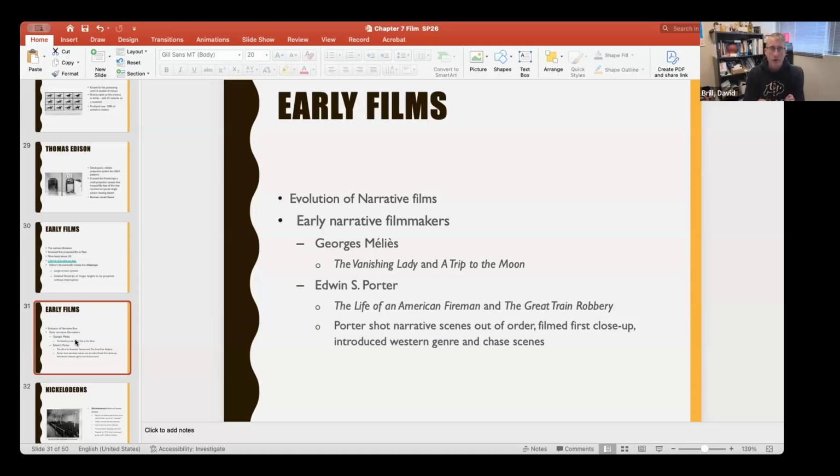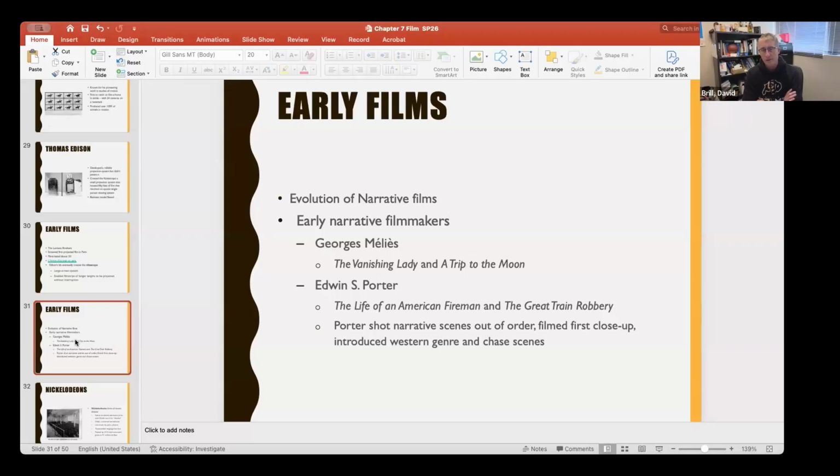So Edwin S. Porter really takes the next step up as an American filmmaker. He had The Life of an American Fireman. He had something called The Great Train Robbery. I think you may have heard of The Great Train Robbery if you have any kind of film history at all. And if you compare the Great Train Robbery to the train arriving at a station, I don't want to play it for you because it might get taken down for copyright, but you're certainly welcome to Google Edwin S. Porter Great Train Robbery. But what you see is you actually start to see a story develop.